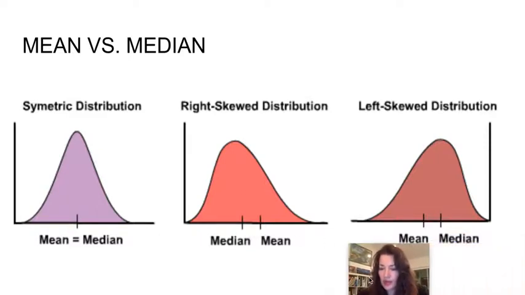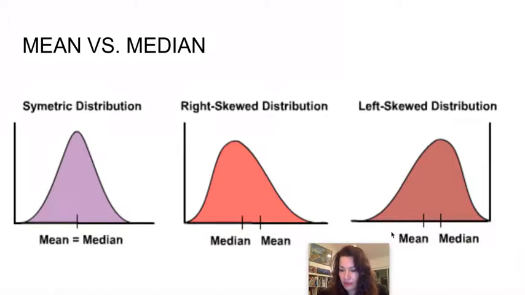Now, if your data is skewed to the left, then the tail is on the left side and the mean is going to go towards the tail. So remember that the mean is always chasing the tail. In this case, the median is still at your 50th percentile in the middle, but the mean is going to be slightly smaller than the median.